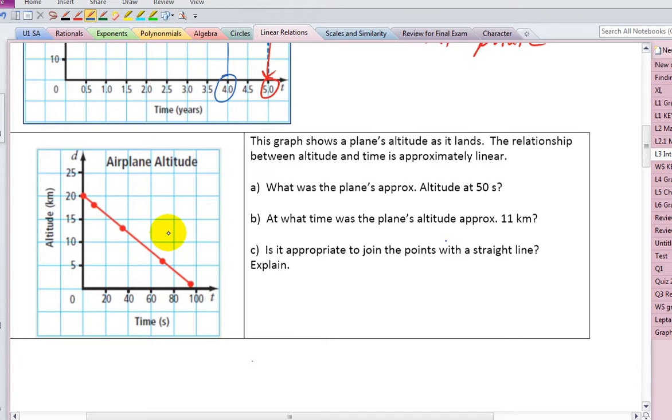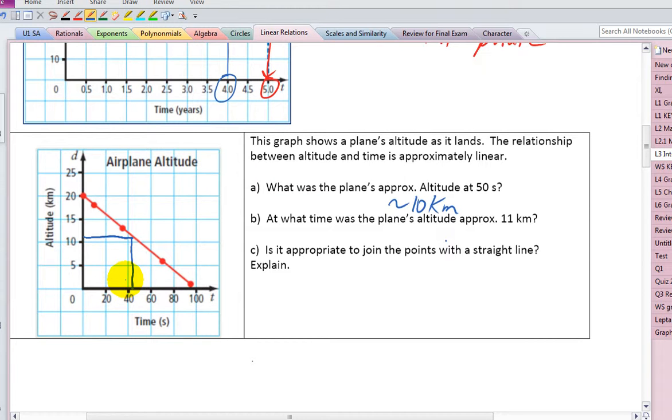50 seconds is here. Draw a straight line up, straight line over, and what would you say? Approximately 10 kilometers. And from your graph, it's pretty close to right on, I'd say. Okay? You could maybe put 11 kilometers, but looks more like 10 if you had a ruler. What about 11 kilometers? What would you say? Straight line over and down. What would you say?